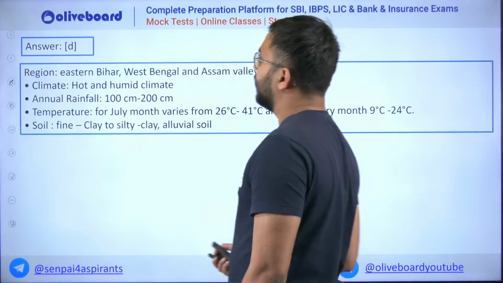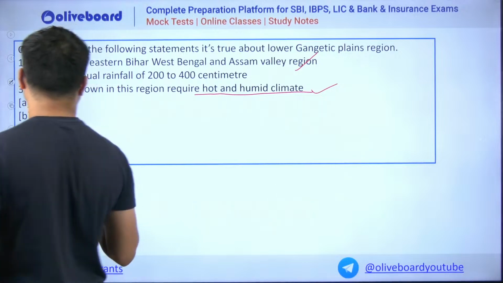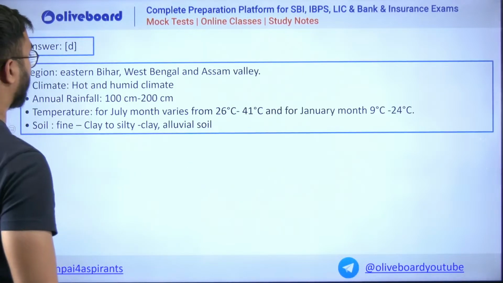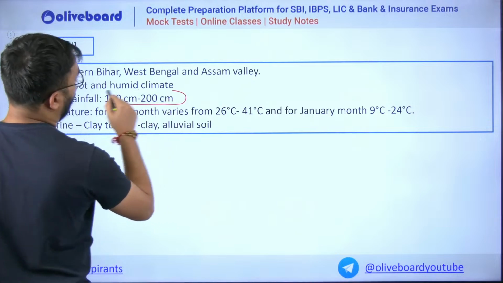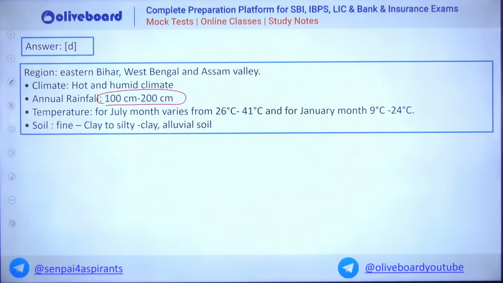So the answer here is D, which is nothing but 1 and 3 only. So what is wrong here? Yes, annual rainfall is 100 to 200 centimeters, not 200 to 400 centimeters. Rest all the things are correct here.